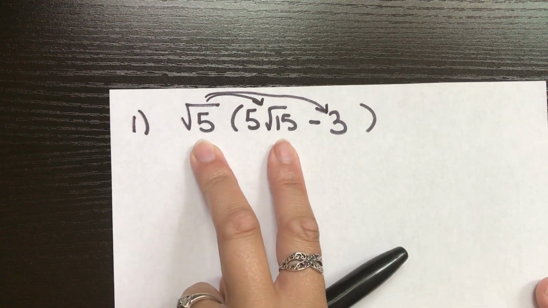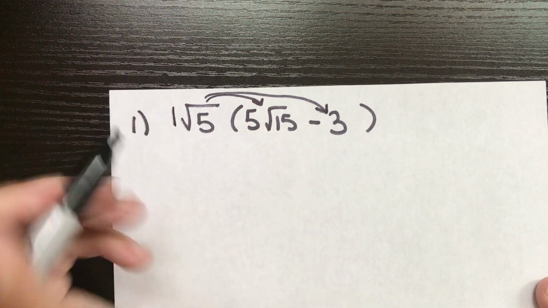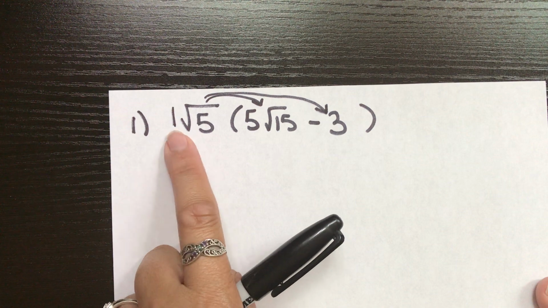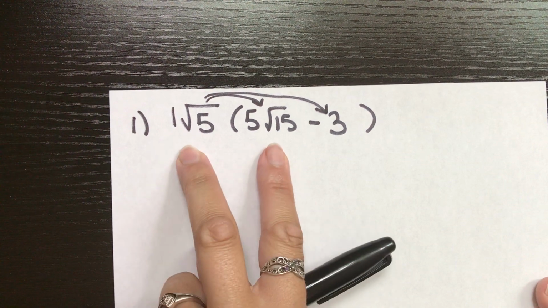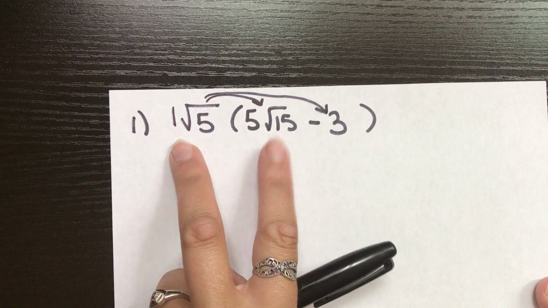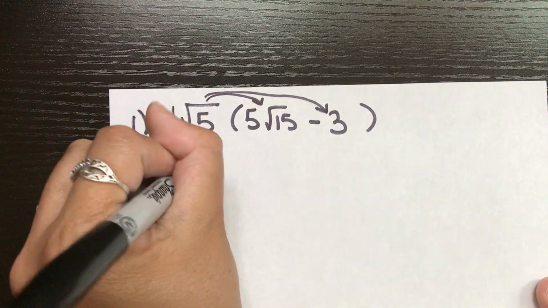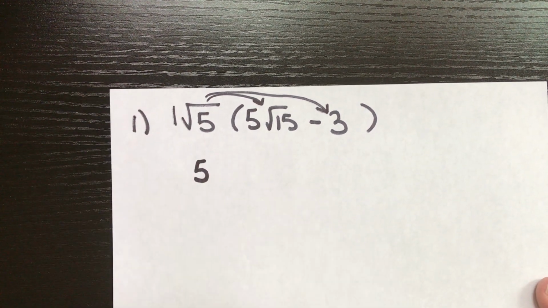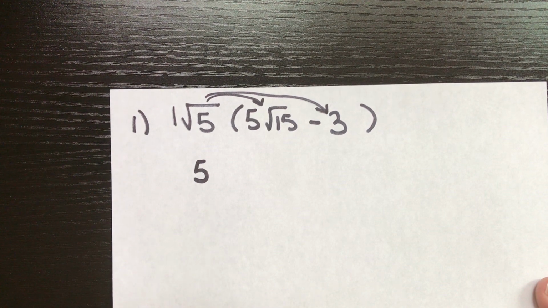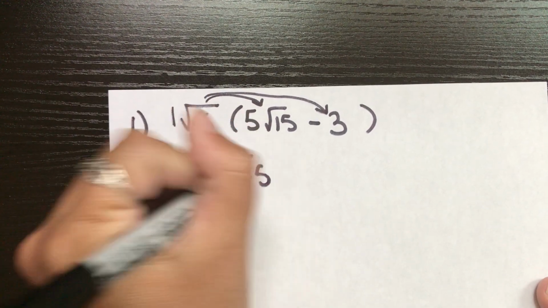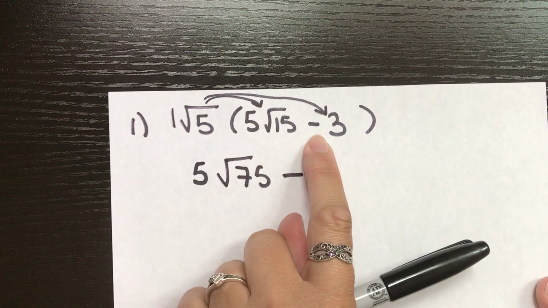So here, if you need to, you can put a 1 in front of the square root of 5. Some people need to see that visually, but there is technically a 1 here. So when you multiply these first two terms together, the 5 is going to stay a 5 in the front because 1 times 5 is 5. And then the 15 and the 5 that are underneath can get multiplied together to give you 75. Minus, because there's a minus here.